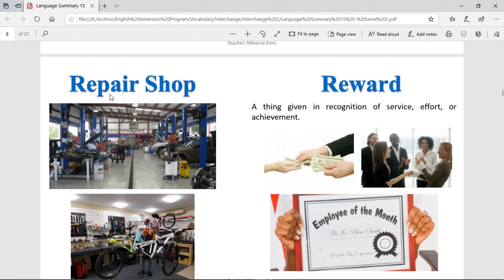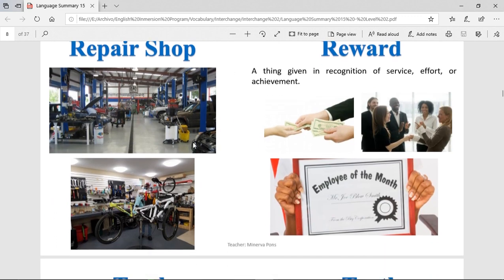A repair shop is a specific shop that only focuses on repairing things, maybe cars, bikes, etc. Reward, a thing given in recognition of service, effort, or achievement. The reward of working, it's money usually. The reward after being a really good employee, it's being the employee of the month. The reward of finishing your career, it's your diploma and your certification, etc.